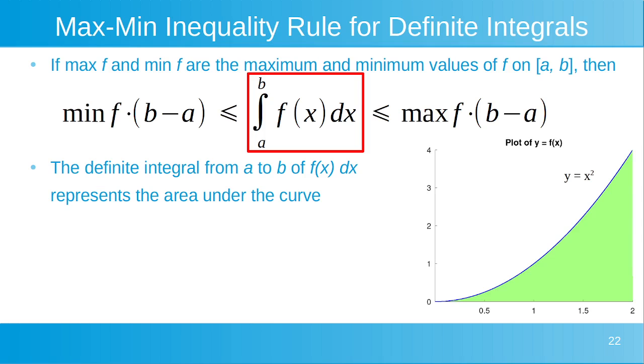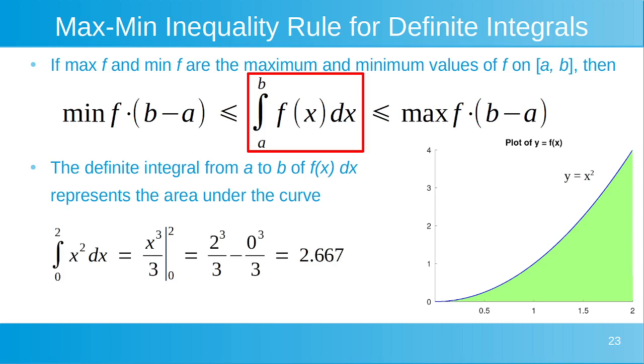Now for this part of the inequality, for this particular example, we're dealing with a non-negative function, a positive function. So the definite integral from a to b of f of x dx represents the area under the curve, which is shown here on the right hand side, shaded in green. We can calculate that area by evaluating the definite integral.